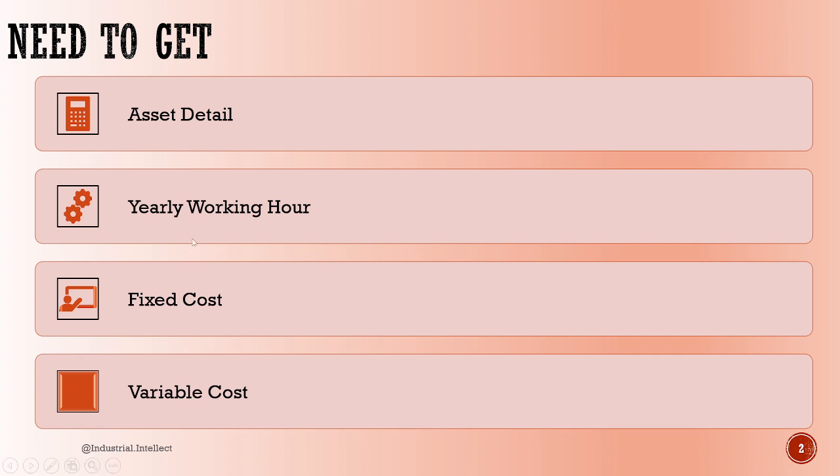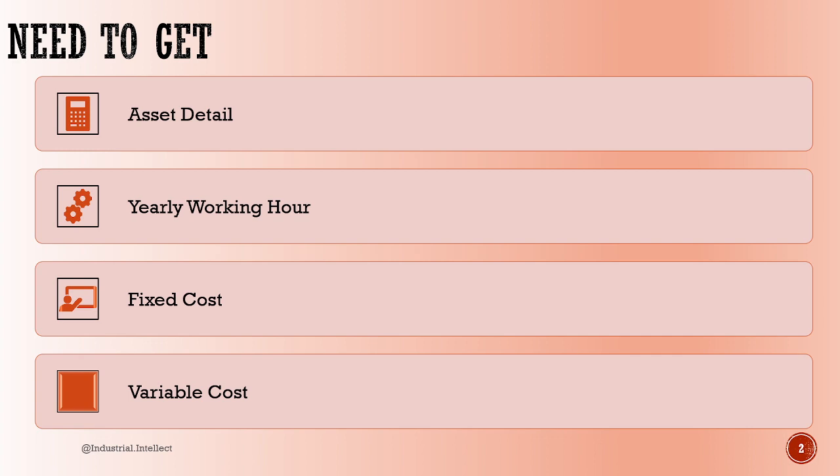Then the second is the yearly working hour, the available hour and the working hour. In a machine hour rate calculation, we first have to get the working hour. If a machine runs in a single shift, then the available working hour would be based on the single shift only, not the total available hour. I'll explain that in the next slide.